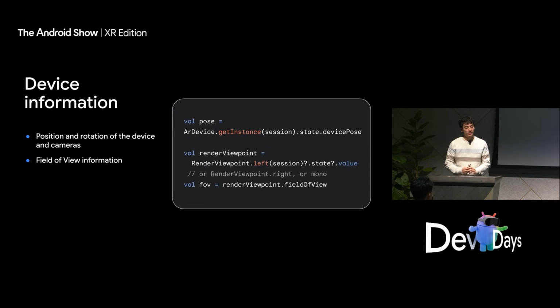ARCore for Jetpack XR has also added the ability to query for current device information, such as the position and rotation of the current device. There's also field of view information as well, which will help support the new devices that will come on the market. This device information can also help you understand where points in 3D space will be given a flat image.